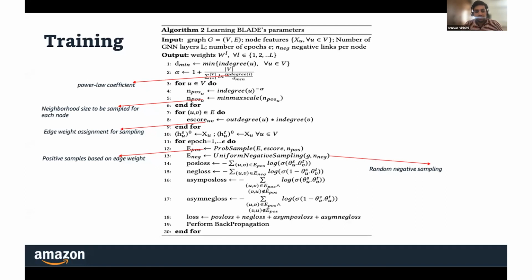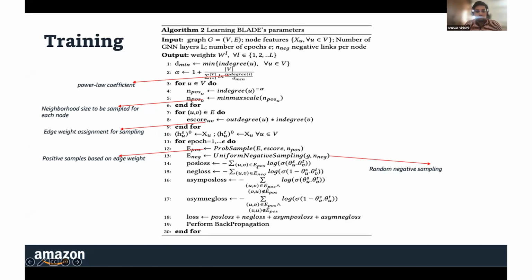And during every epoch, for every node, we locally vary the size that it would sample, which is represented by NPS. And for each edge, which edge would get sampled for every node would be prioritized based on the in degree of the neighbor. So higher degree nodes are given higher probability of being sampled in this approach.